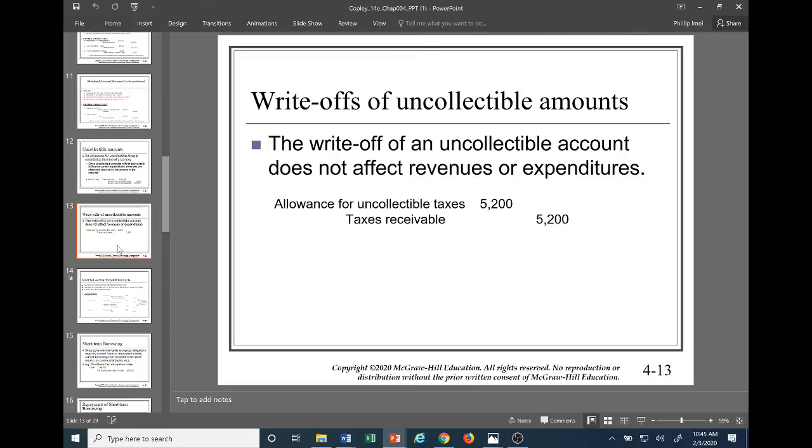So it's just a direct debit to the allowance because it's an original credit, so we're reducing it, and a credit to taxes receivable because it was an original debit. And now those taxes are off the books. Make sense? No effect on revenues or expenditures.